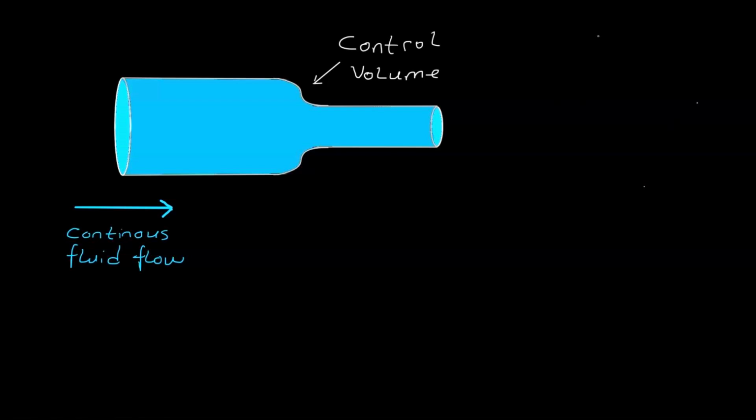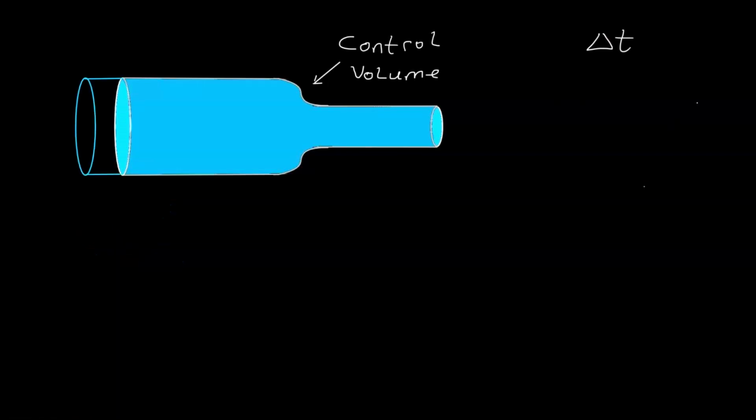If we observe this section of the pipe for a very small amount of time, say delta t, we'll see that within this period of time, some amount of fluid flows into the pipe and some amount flows out of it. Applying the principle of conservation of mass, we can deduce that all the mass of fluid that goes into our control volume within time delta t either remains within the control volume or flows out through the other end.